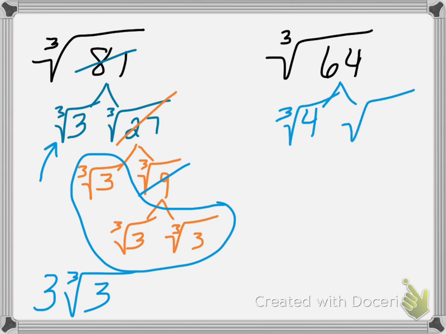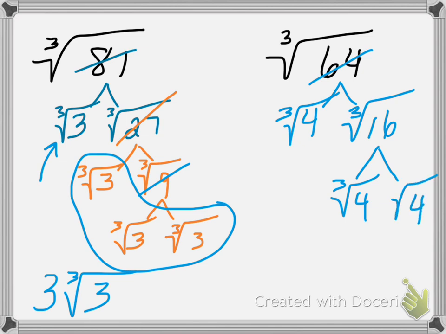4 times the cube root of 16. And then 16, that's 64, is now gone. Breaks down into a cube root of 4 times a cube root of 4. And now 16 is gone. Okay? Once again, you notice the 64 is a cube root of 4. You can just put down 4.